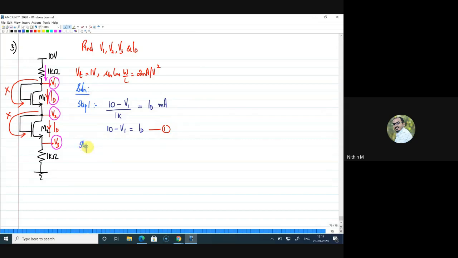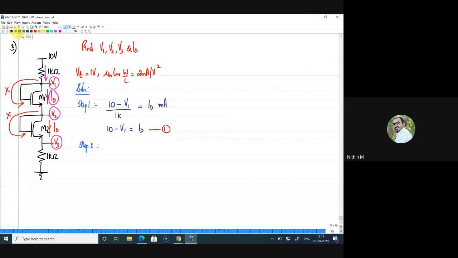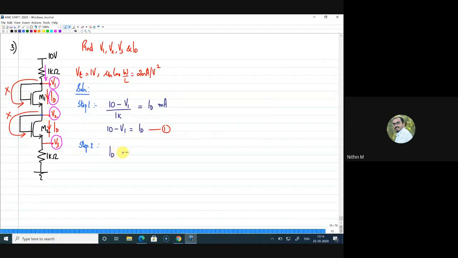Step 2 is writing again the current at this node V2. While doing that, if I want to write the current here, I can write that current in terms of this V1 and V2, because what is this drain current ID? Drain current ID is half mu n Cox. Maybe mu n Cox W by L is 2 milliamps. I'll directly substitute that here. This 2 milli, mu n Cox W by L, into VGS minus VT the whole square. What is VG? VG is the gate voltage of M1 transistor, that is V1 itself.